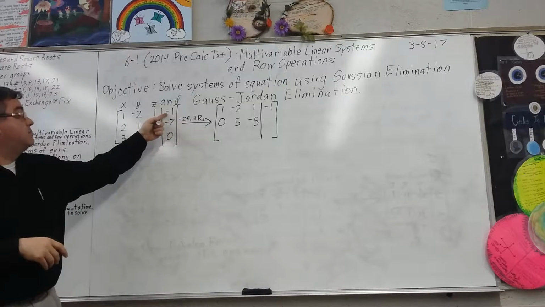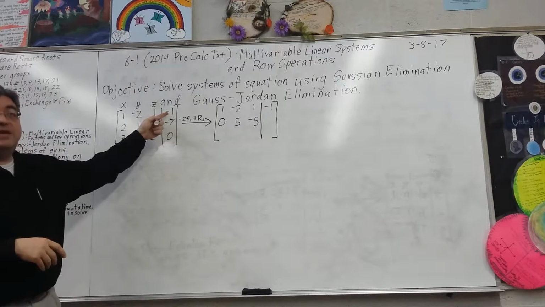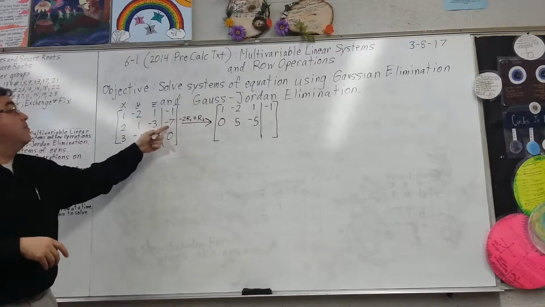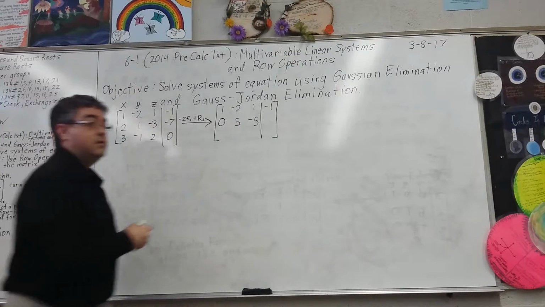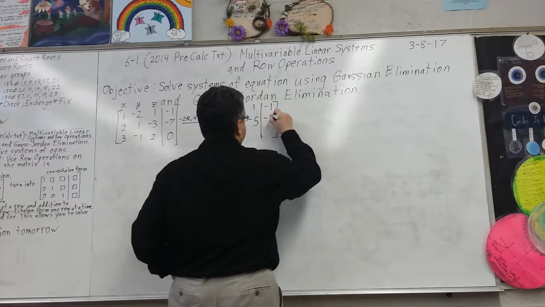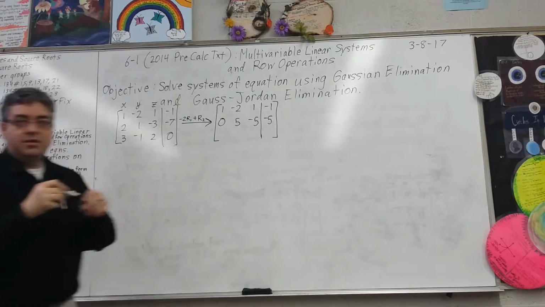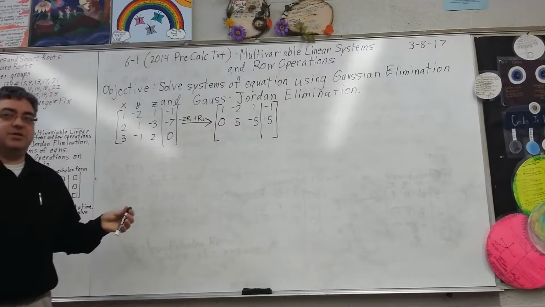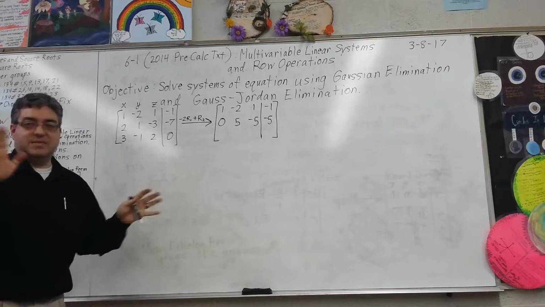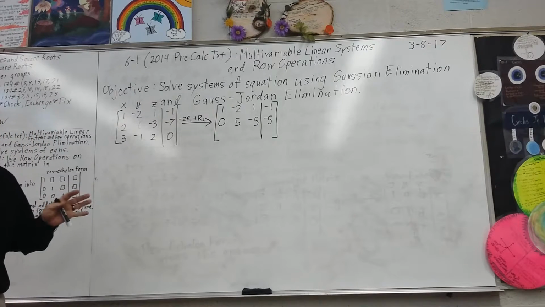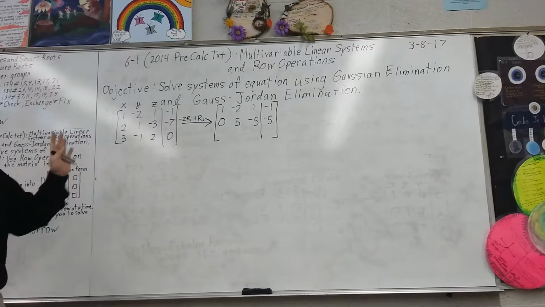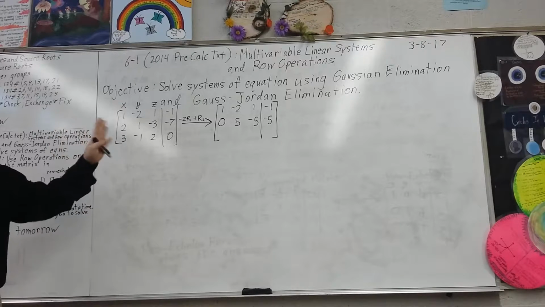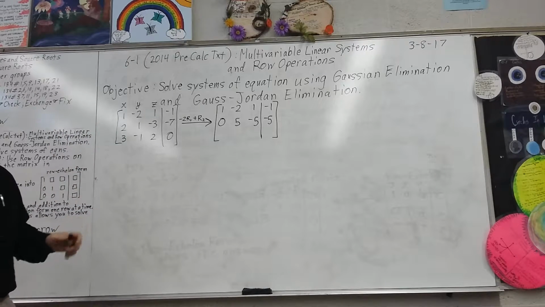-2 times -1 is 2. 2 plus -7 is -5. All these 5s are coincidental. They really have nothing to do with each other. It just happens that the arithmetic works out that way. It's not that you're going to get positives and negatives of the same number all the time. That's not going to happen.